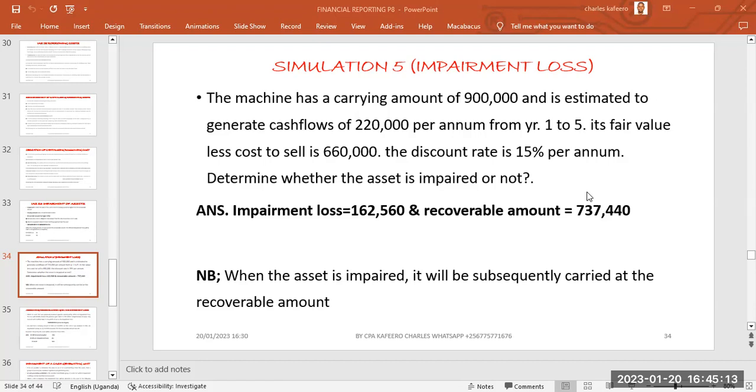Its fair value less cost to sell is 660,000, and the discount rate is 15% per annum. Then the question says determine whether the asset is impaired or not.